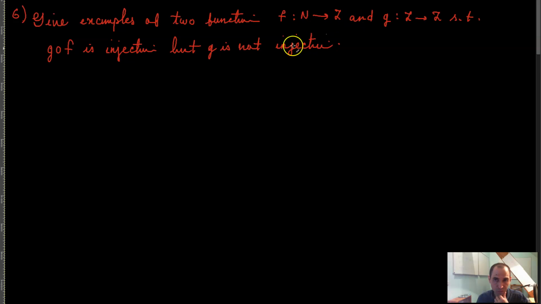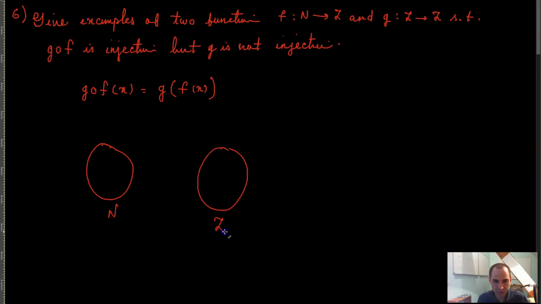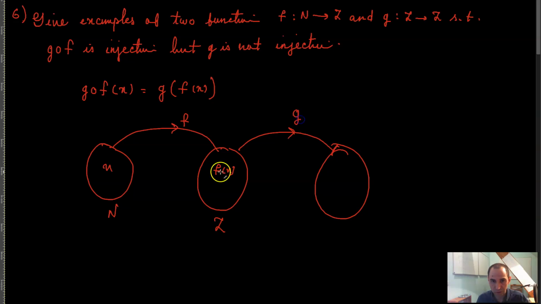Meaning that g∘f of x is the same thing as g of f of x, right? Suppose that you have the set of natural numbers here, and the set of integers here, and f is some function that goes from natural numbers to integers. If you have x over here, you have f of x over here. And then g is a function that goes from Z to Z, where you give f of x to g, and it gives you g of f of x, which is what you get here, and this is Z as well.